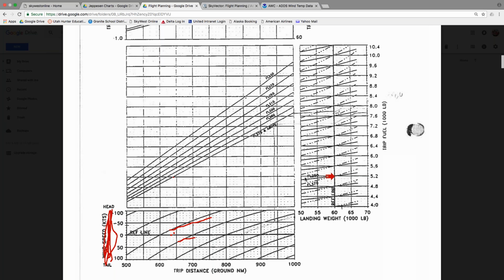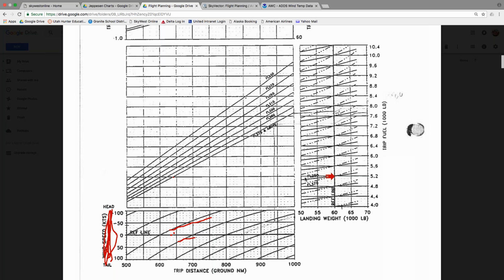Does that make sense? Follow the dotted one. Yes, I'm following your line, but then where did you get the 2,500? Yeah, I just added that number. So the 2,500, I forgot when we were doing our weight and balance.